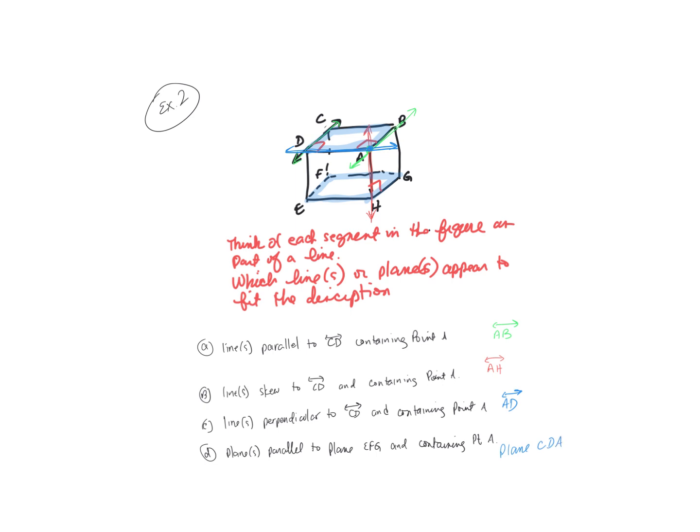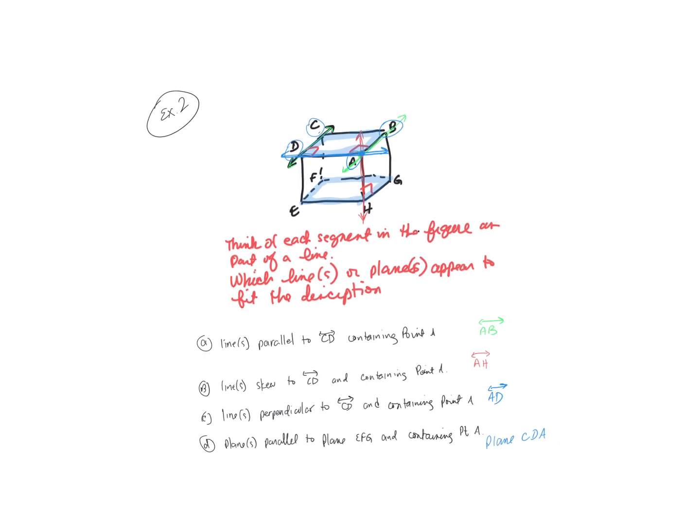Remember, I can name the plane with any 3 points that are on the plane. So it could be plane CDA, I could have chosen DCB, any 3 of those 4 points would have named it. And so again, these are the answers to example 2.